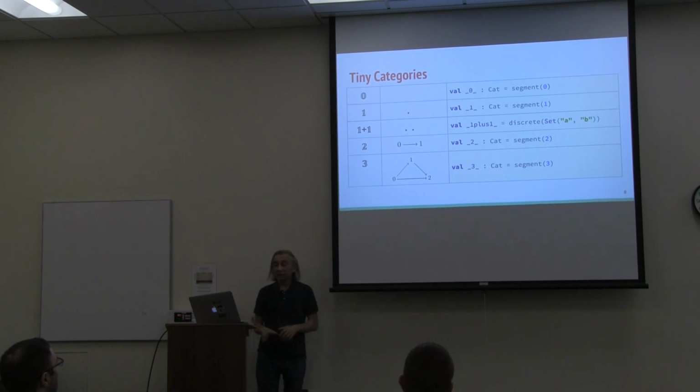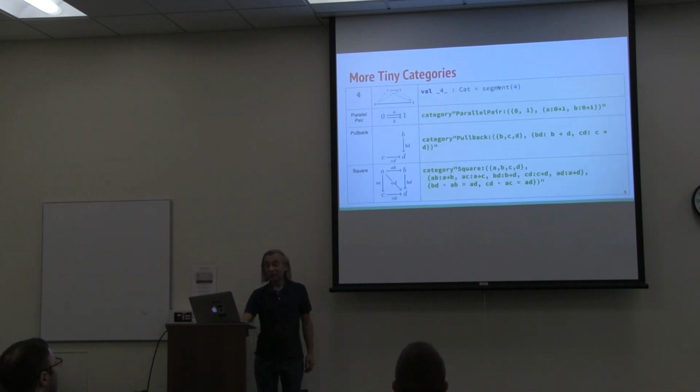Category 0, you saw it already on the first slide. Just an empty category. In my code, it looks like this. It's a category, and it's a segment with 0 elements. Category 1, this is the official notation, and it consists of just one object, and it's a segment. Category 1 plus 1 consists of just 2 objects and no non-trivial arrows, so it's called 1 plus 1, and it's a discrete category on this set. Category 2, well, it's a segment consisting of 0 and 1. Category 3 is a segment consisting of 0, 1, and 2. And we can throw in more, like category 4, it's a segment of 4.